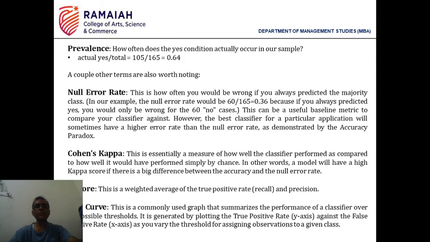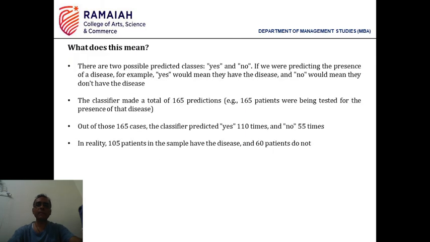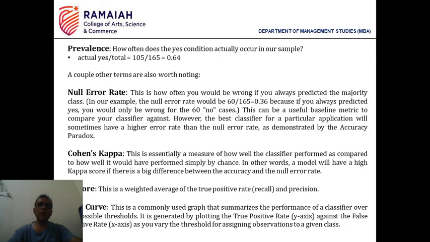Now let's look at the prevalence: how often does the yes condition actually occur in our sample? Actual yes is 105, and the total is 165, which is equal to 0.64. A couple of terms you should remember, which are worth noting: the null error rate.